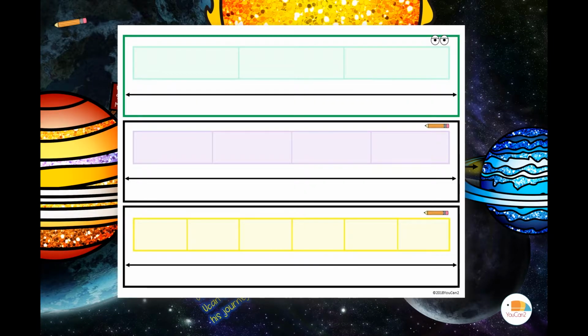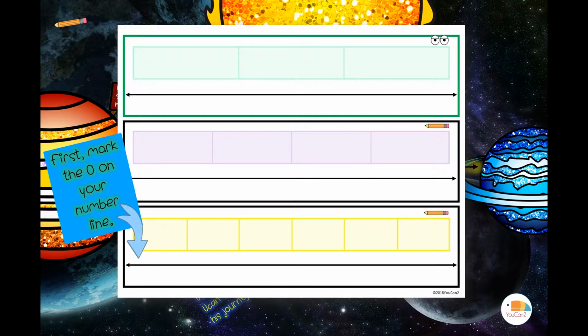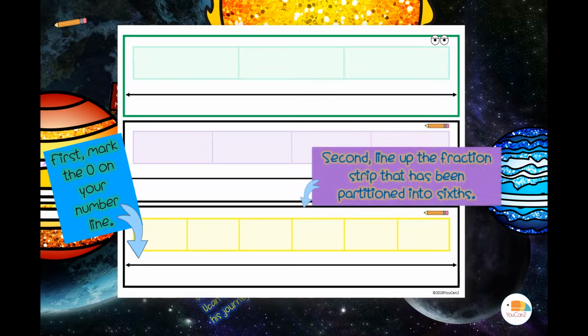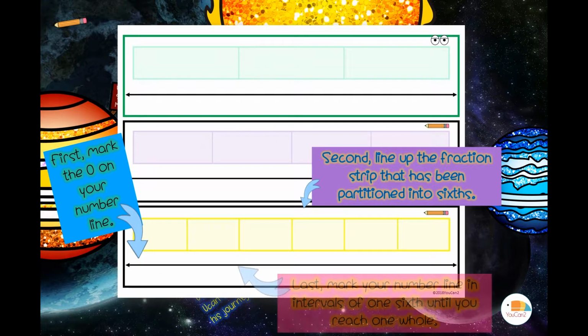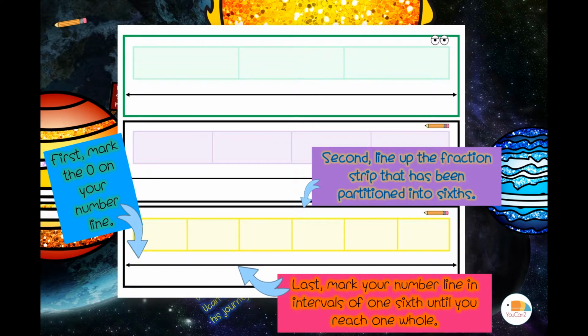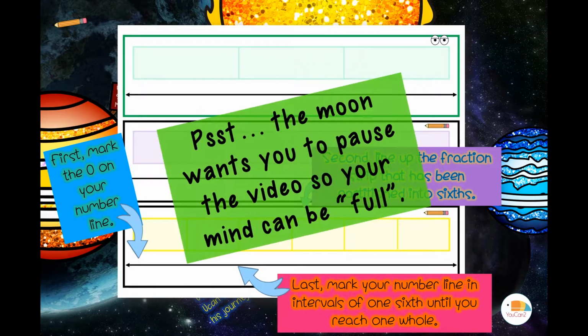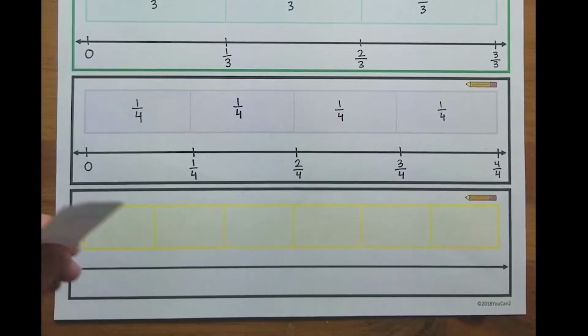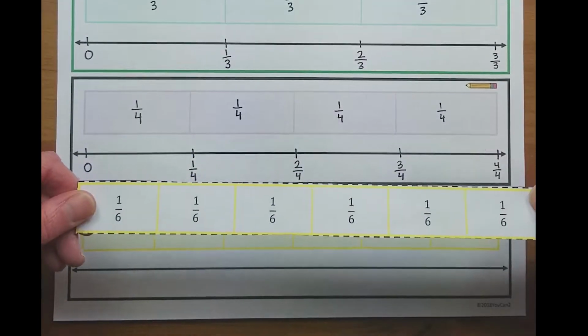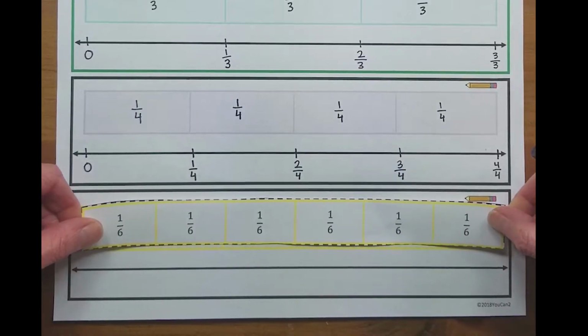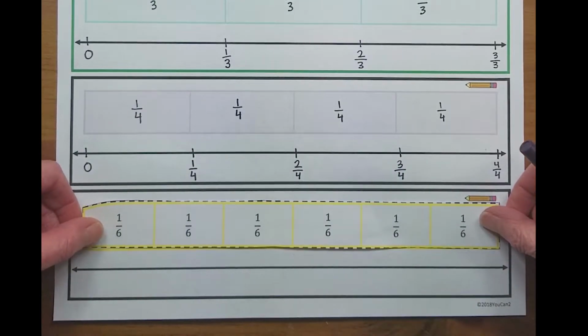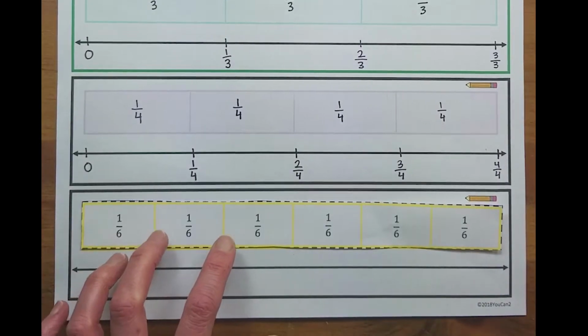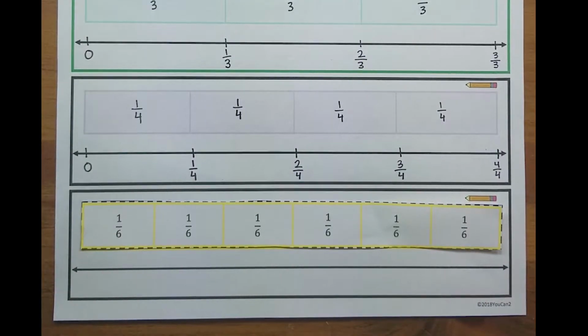So first, you're going to make a 0 on your number line. Then you're going to pull out that fraction strip that's been partitioned into sixths. Then you'll mark your number line in intervals of 1/6 until you've reached 1 whole. Hey, and the moon wants you to pause so your mind can be full. Okay, let's pull out that yellow whole that's partitioned into 6 equal parts and line her up. Okay, so we know that each one of these parts is worth 1/6 of the whole.